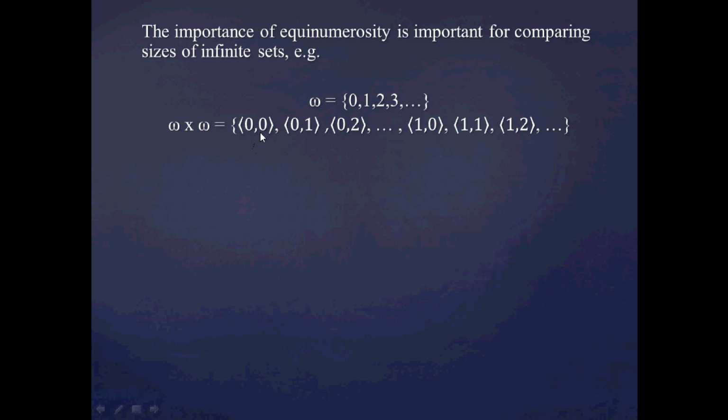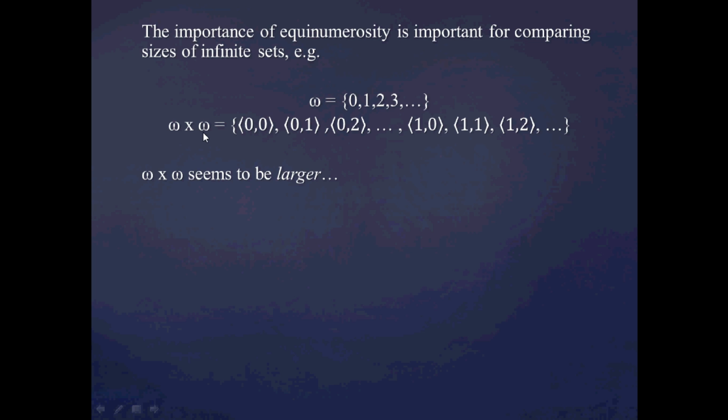For example, (0,0), (0,1), (0,2), and then next you see (0,3), (0,4), and so on. And then you pick your next x value, let's say 1, then you have (1,0), (1,1), (1,2), (1,3), and so on. Then you pick your next x value, (2,0), (2,1), (2,2), and so on, then (3,0), (3,1), and so on.